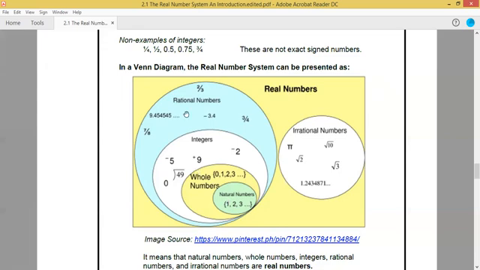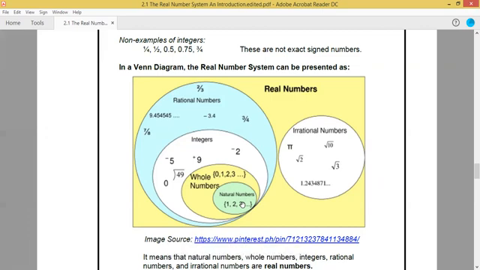Now, integers are a subset of rational numbers. And if we eliminate the negative integers, we just start from 0, we get the whole numbers. And if we eliminate 0, we're just left with positive integers, or we call them natural numbers or counting numbers.